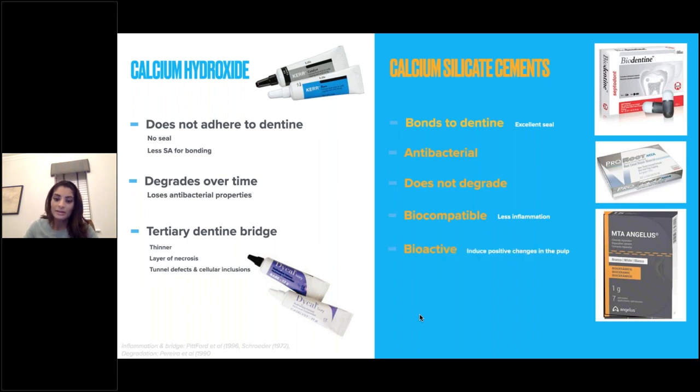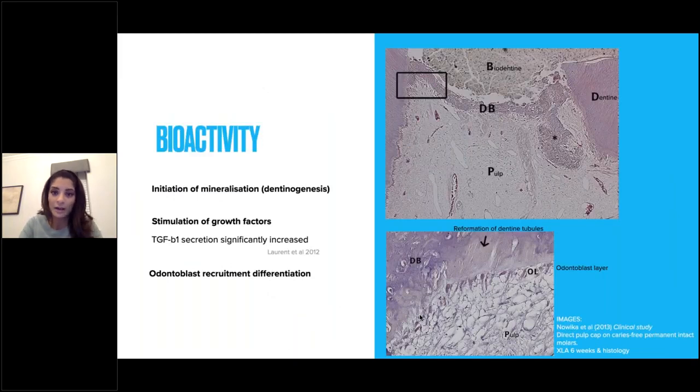It goes one step further and it's actually really bioactive, which means that it induces some positive changes in the pulp as well. And as a result, the tertiary dentine bridge that's laid down is laid down a lot faster, it's a lot thicker, and it has much fewer tunnel defects, so it's a better bridge. And if we look at the meaning of bioactivity, these images were taken from a paper by Nawika et al.